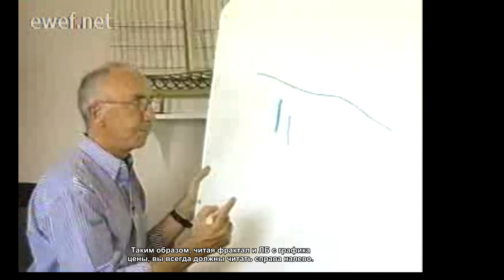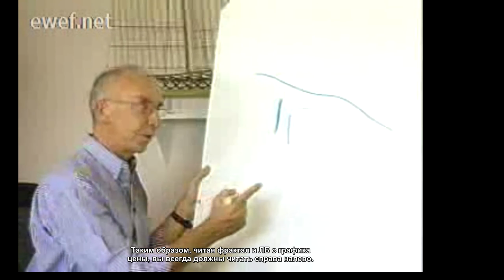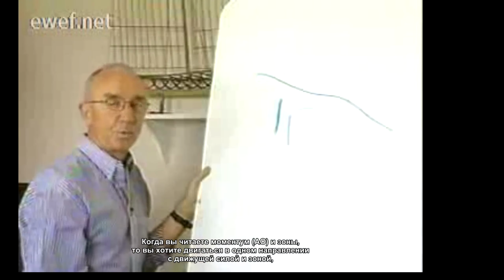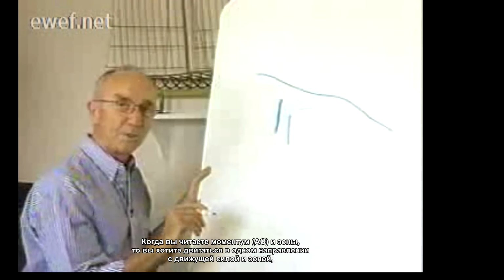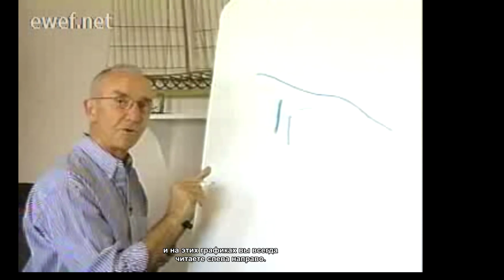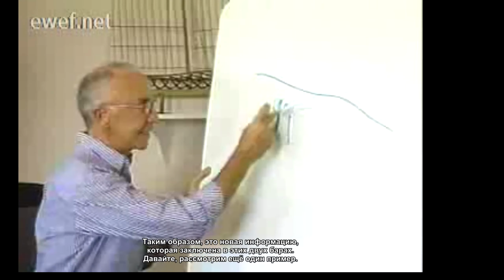So in reading both the fractal and the balance line, which are the two signals that you read from the price chart, you always read from right to left. When you're reading the momentum chart and the zone chart, you want to go with the momentum, you want to go with the zone. So in those two charts, you always read from left to right. So this is the new information that's contained in these two bars.